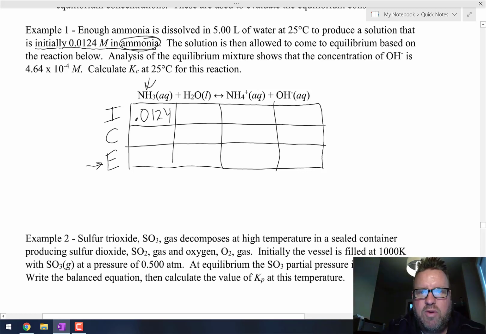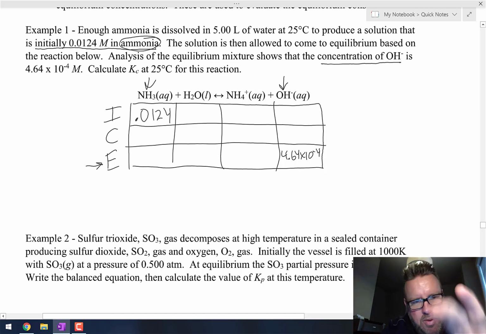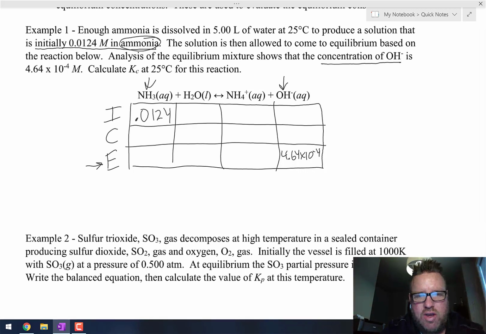Analysis of the equilibrium mixture shows that the concentration of hydroxide is 4.64 times 10 to the minus 4th. So the concentration of hydroxide, which is OH minus, is 4.64 times 10 to the minus 4th. That means right here, we're going to put 4.64 times 10 to the minus 4th. Now, that's it. That's all that they tell us. And supposedly, that's enough information for us to be able to fill out the rest of that box. All the rest of these squares. And it is. And I'll show you how.